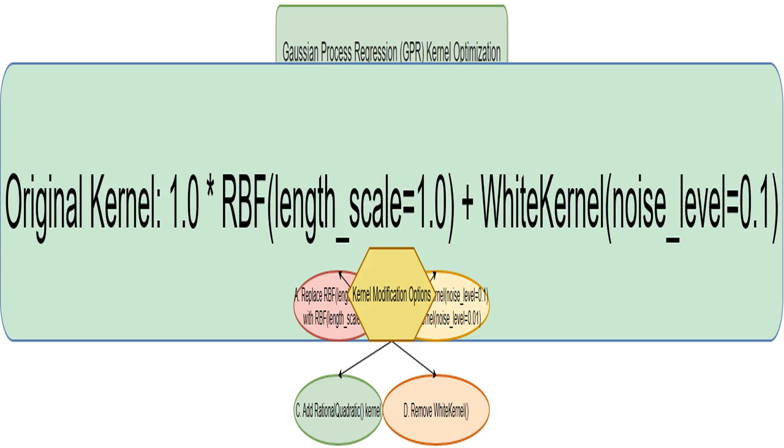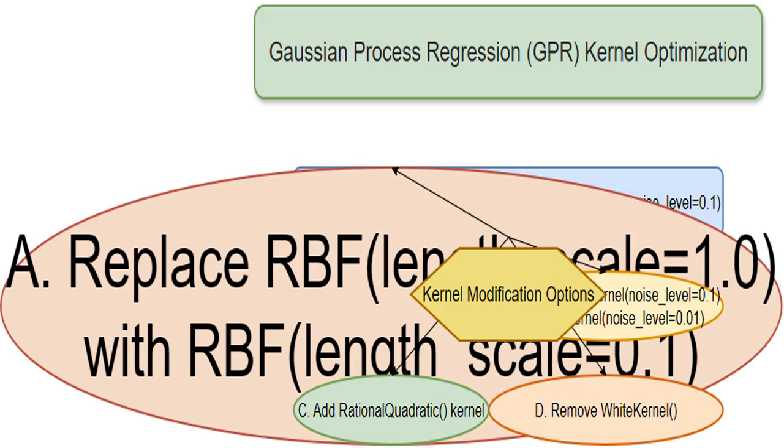My starting point is a kernel that's the sum of two parts. The radial basis function, RBF, kernel models smooth trends, and its length scale, 1.0, controls how quickly the trends change. The white kernel models random noise, with noise level of 0.1. I'm considering changing the RBF kernel's length scale from 1.0 to 0.1.